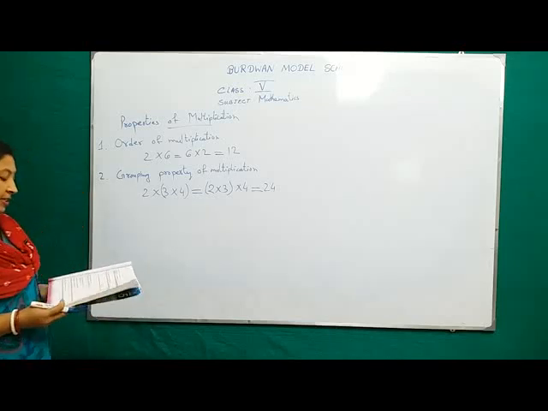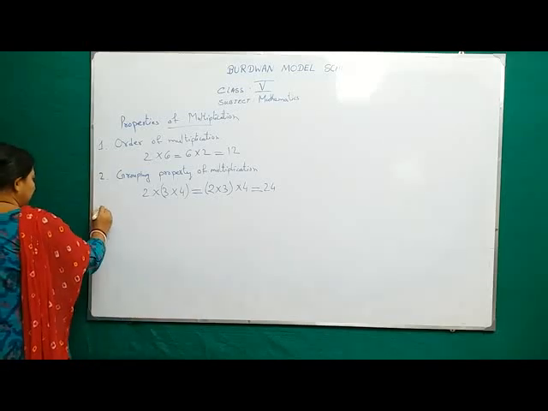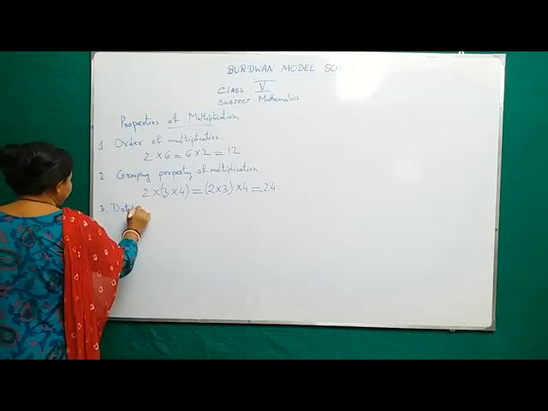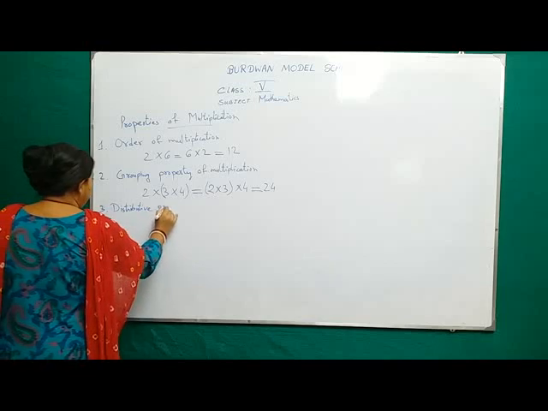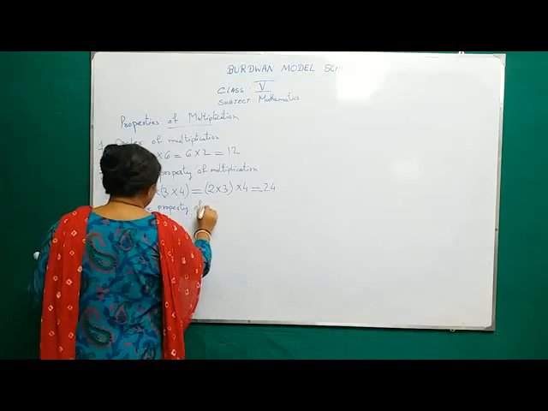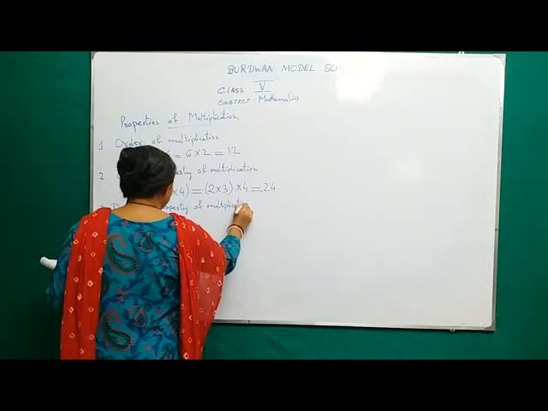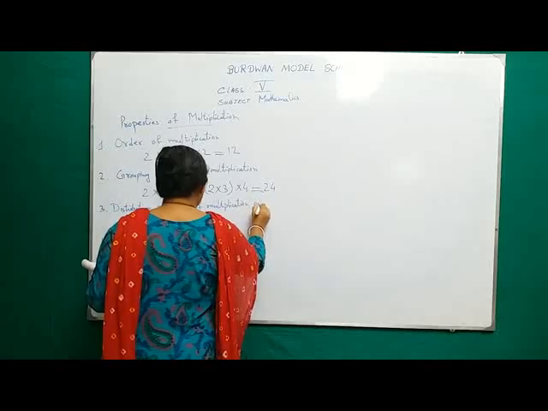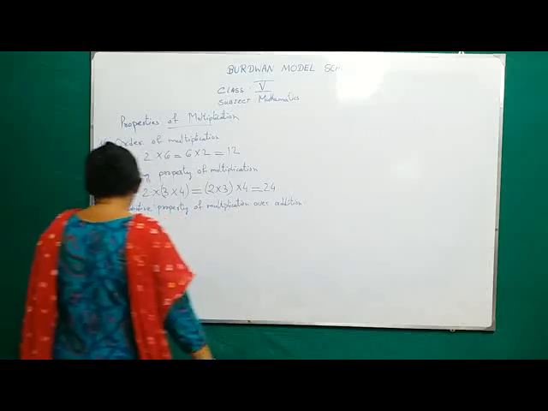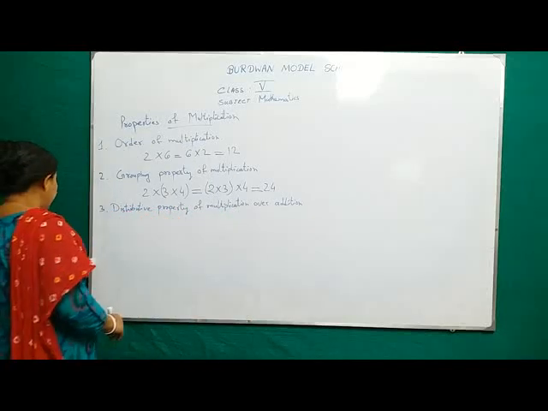Next comes the distributive property of multiplication over addition. Just mind it, it is over addition. That means whenever addition is there, only then will this type of property be fulfilled. So this is the distributive property of multiplication over addition.